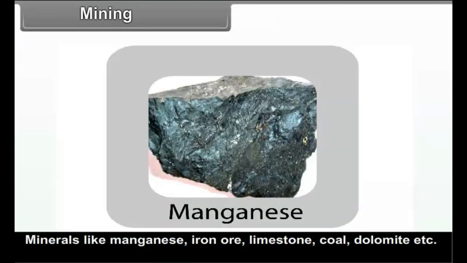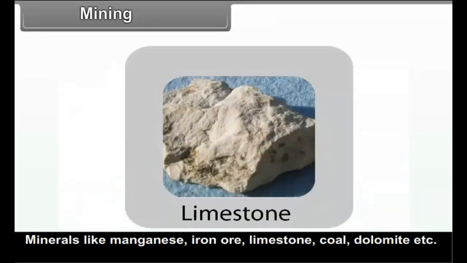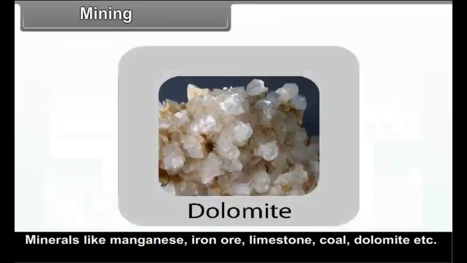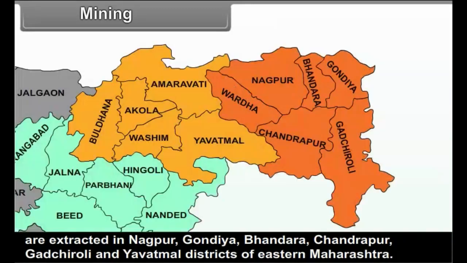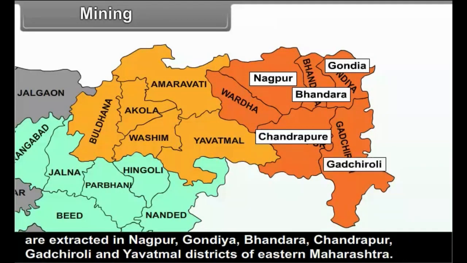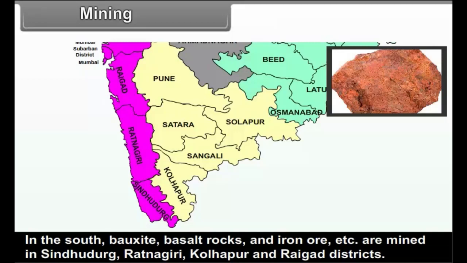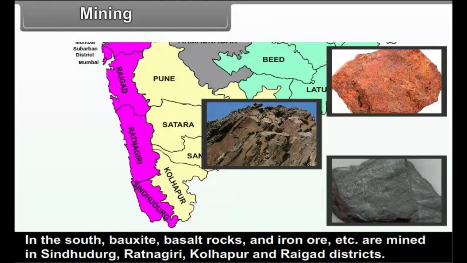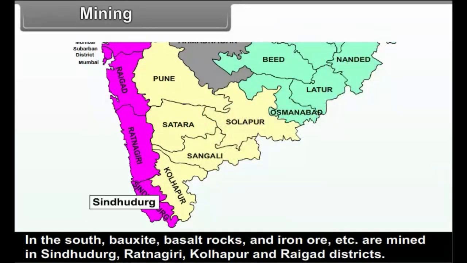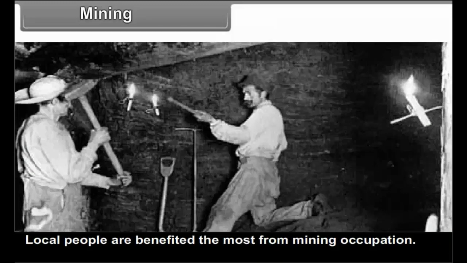Minerals like manganese, iron ore, limestone, coal, dolomite, etc. are extracted in Nagpur, Gondia, Bhandara, Chandrapur, Gadchiroli and Yavatmal districts of eastern Maharashtra. In the south, bauxite, basalt rocks and iron ore, etc. are mined in Sindhudurg, Ratnagiri, Kolhapur and Raigad districts. Local people benefit the most from mining occupation.